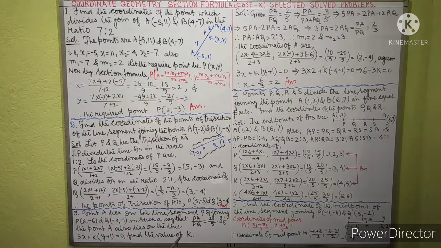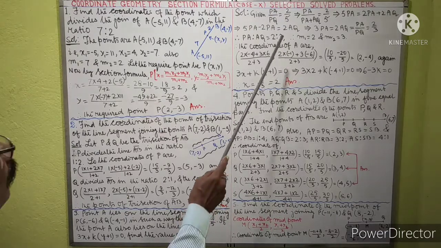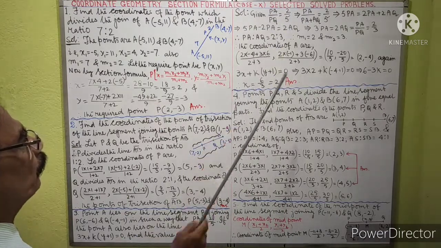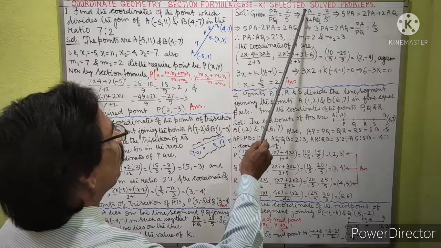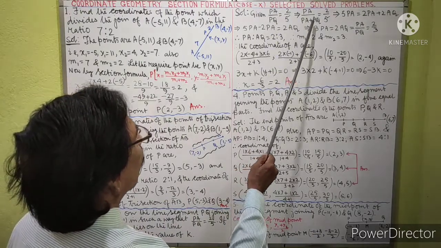At first we will find out the values of x and y. Next we will put the values of x and y in this equation and find out the value of k. So it is given that PA by PQ equal to 2 by 5, where PQ equal to PA plus AQ.